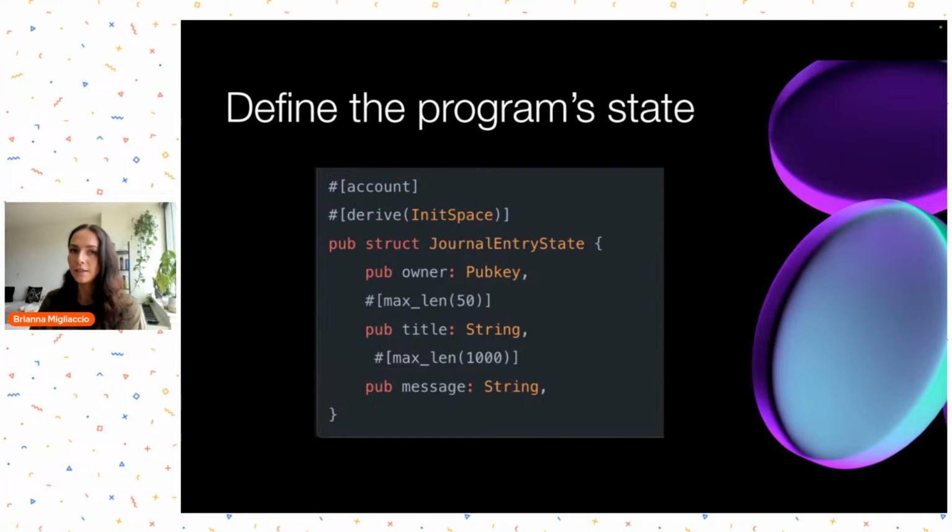So everything you see in this code is actually part of the Anchor macros. So this is simplifying a lot of the code needed in the beginning. You don't have to write the entry point. You don't have to define the processor. All you do is you specify this account macro and you create a data structure of the storage that you want on chain.